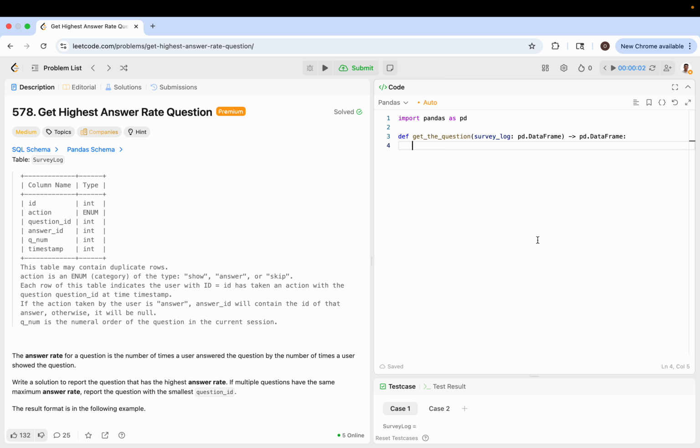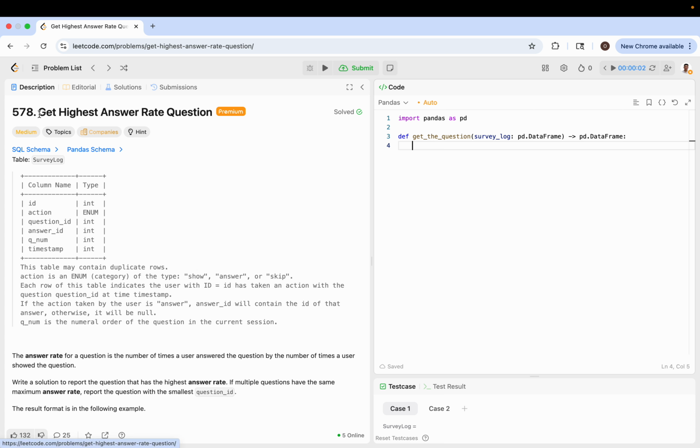Today let's go over another premium medium question in the database category that I just solved on my own. So I'm really proud of this, and I'm really happy that I was able to come up with my own solution to this question without any help. And I thought it was very straightforward and I did it pretty quickly. So let me show you how I did it.